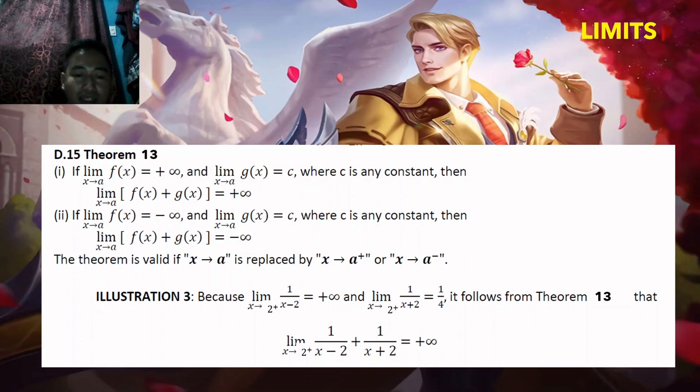So, since this is 2 plus, atong itaon lang ang iyang sign, kung positive infinity ba or negative infinity. Since 2 plus, we pick 2.1. Sige. So, 1 over 2.1 minus 2. Pila man 2.1 minus 2? 0.1. So, that is positive. So, positive ang numerator over positive gihapon ang denominator. So, the result is positive infinity dapat.